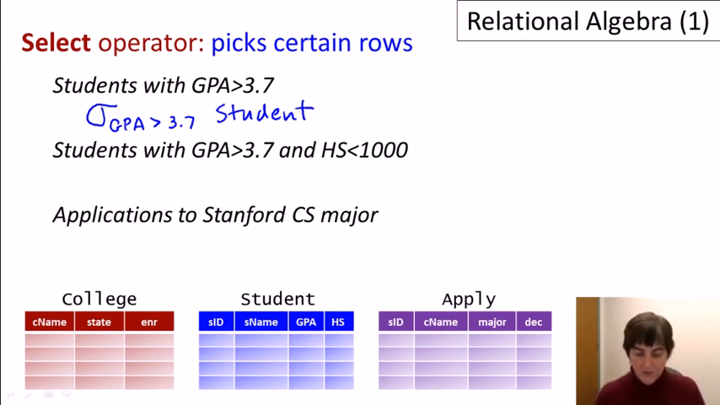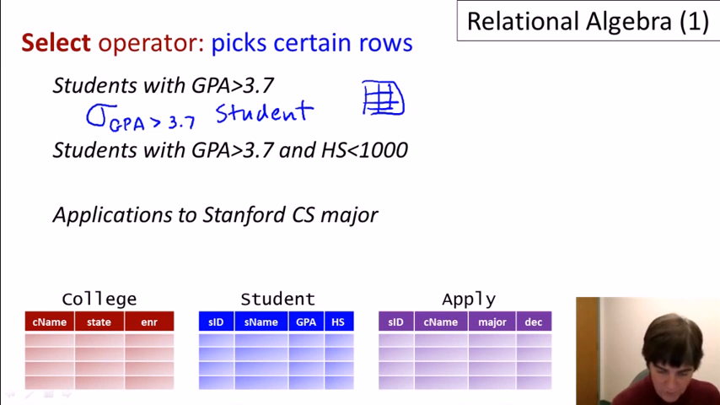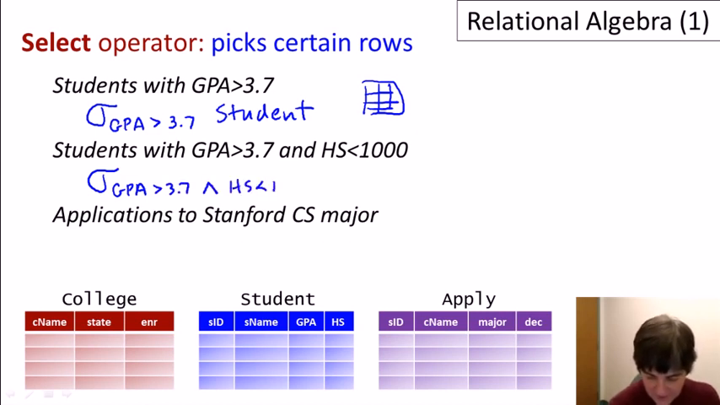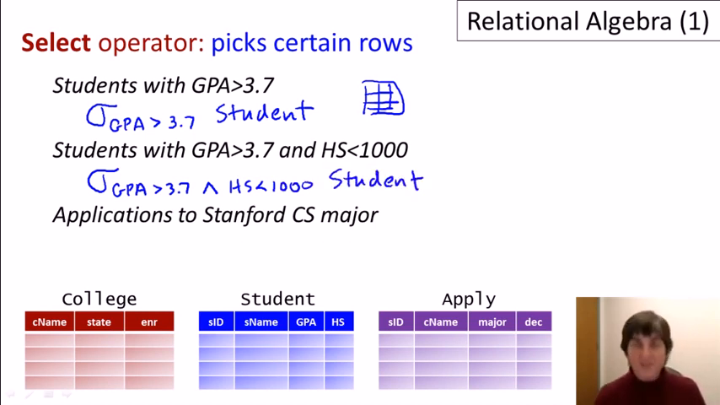So this expression will return a subset of the student table containing those rows where the GPA is greater than 3.7. If we want to filter for two conditions, we just do an AND of the conditions in the subscript of the sigma. So if we want, say, students whose GPA is greater than 3.7 and whose high school size is less than 1,000, we'll write select GPA greater than 3.7. We'll use the logical AND operator, a caret. High school size is less than 1,000. And again, we'll apply that to the student relation.